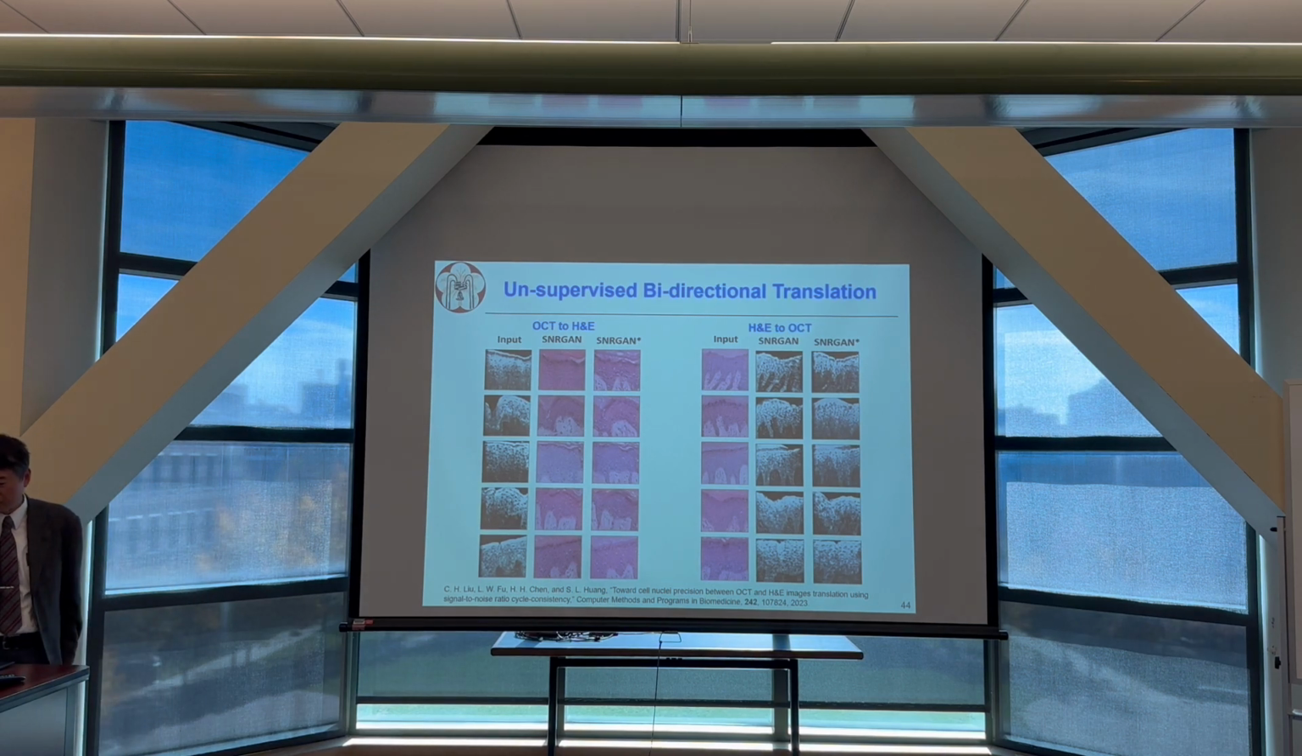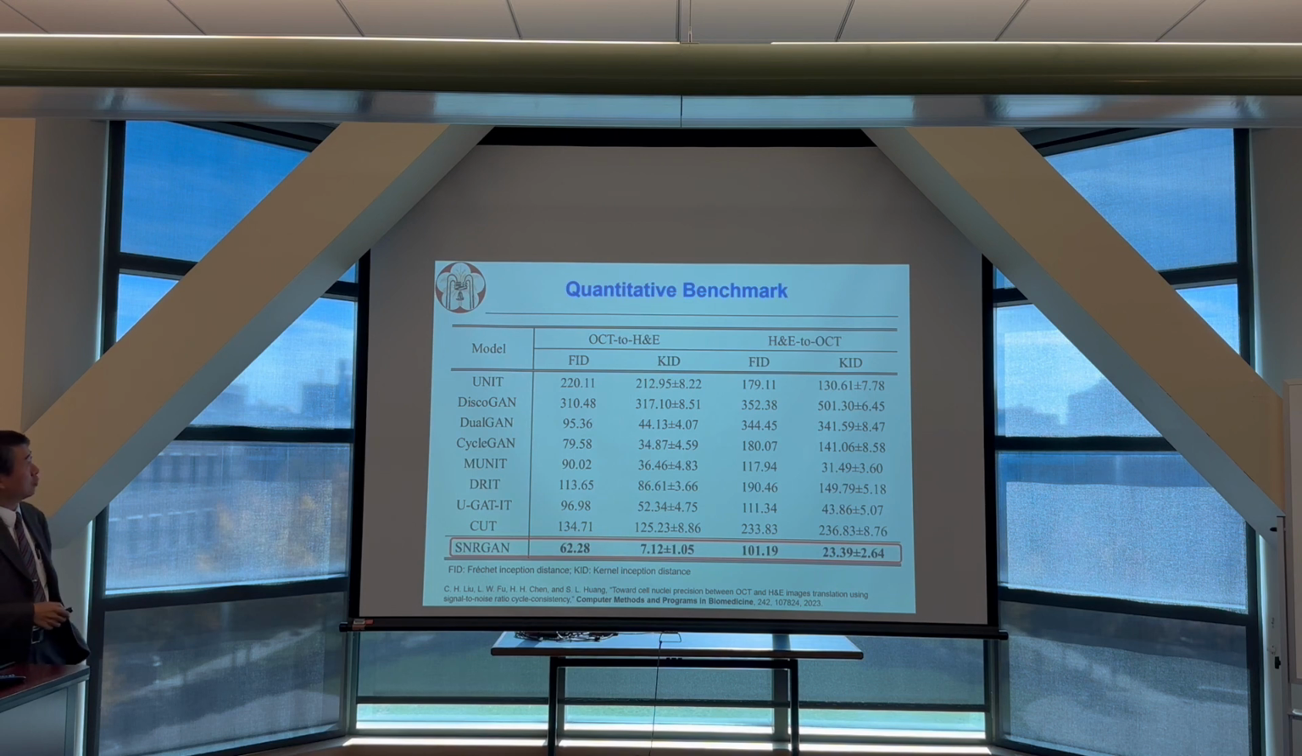Okay, so using our algorithm, we have a benchmark with many different algorithms. We call our algorithm the signal-to-noise scan. We use the FID and the KID as the metrics. For these two metrics, the smaller the better. So you can see that using our algorithm, we have better results compared to other algorithms. Yeah, we just published this result this year.